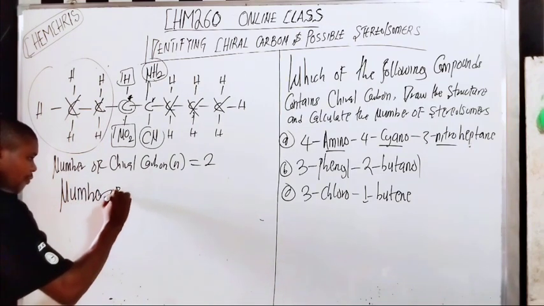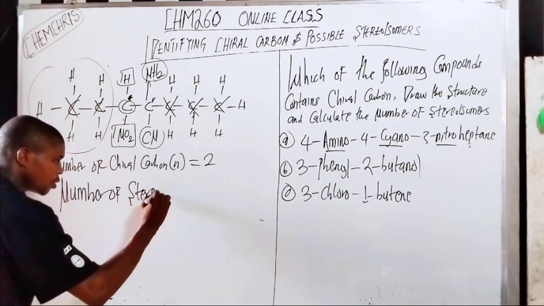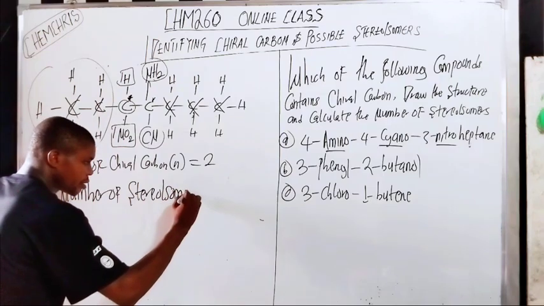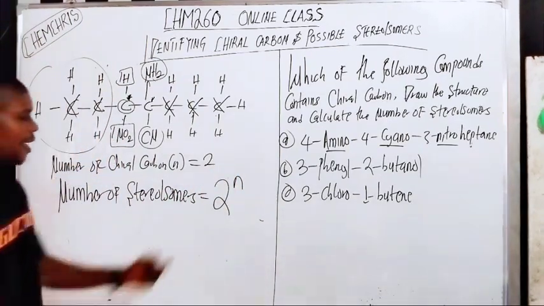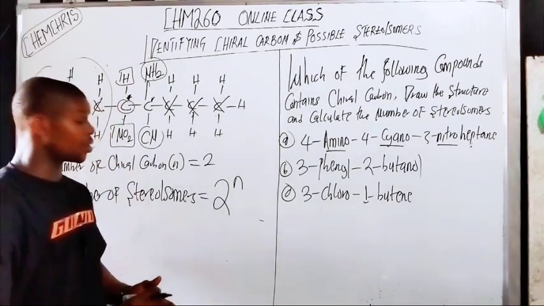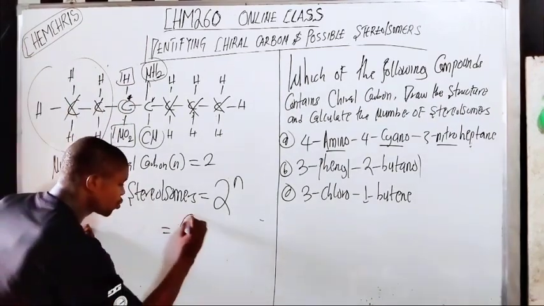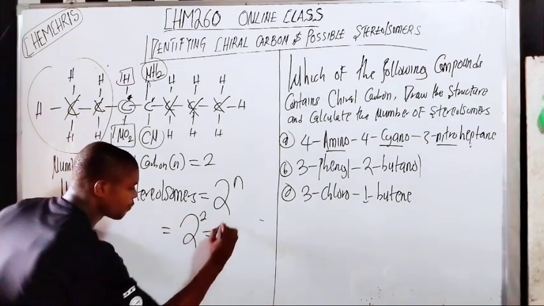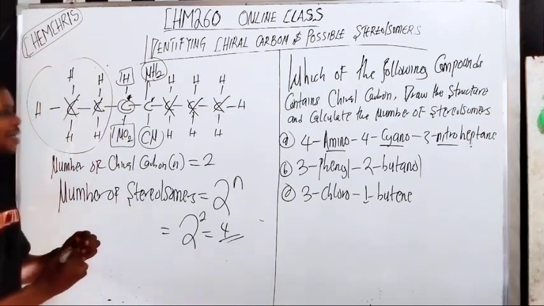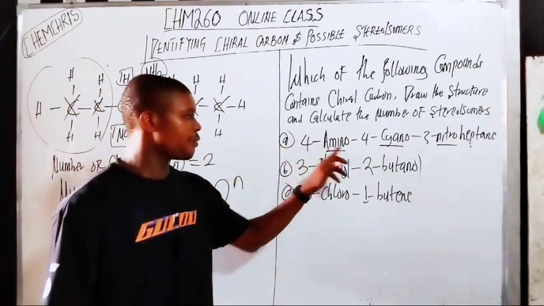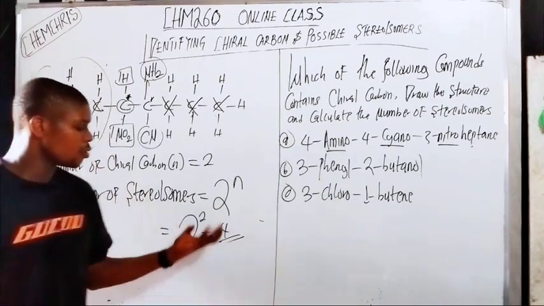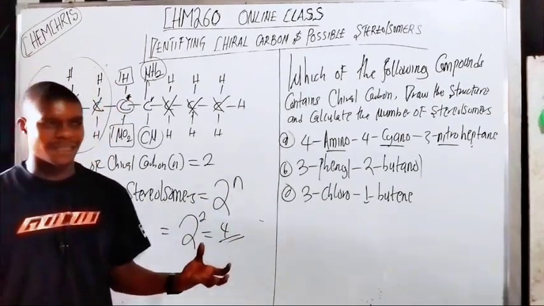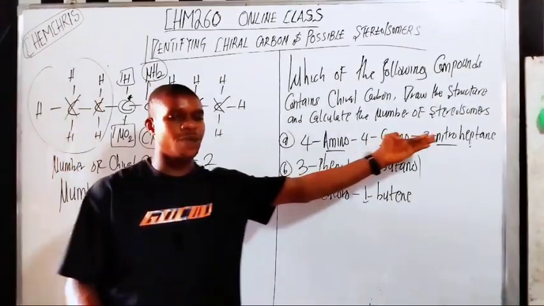Number of stereoisomers equals 2 raised to N. My N now is 2, so it's going to be 2 raised to 2, which is 4. Do you understand? It means that 4-amino, 4-cyano, 3-nitroheptane possesses 4 possible stereoisomers. That is, you can get 4 possible stereoisomers from here.